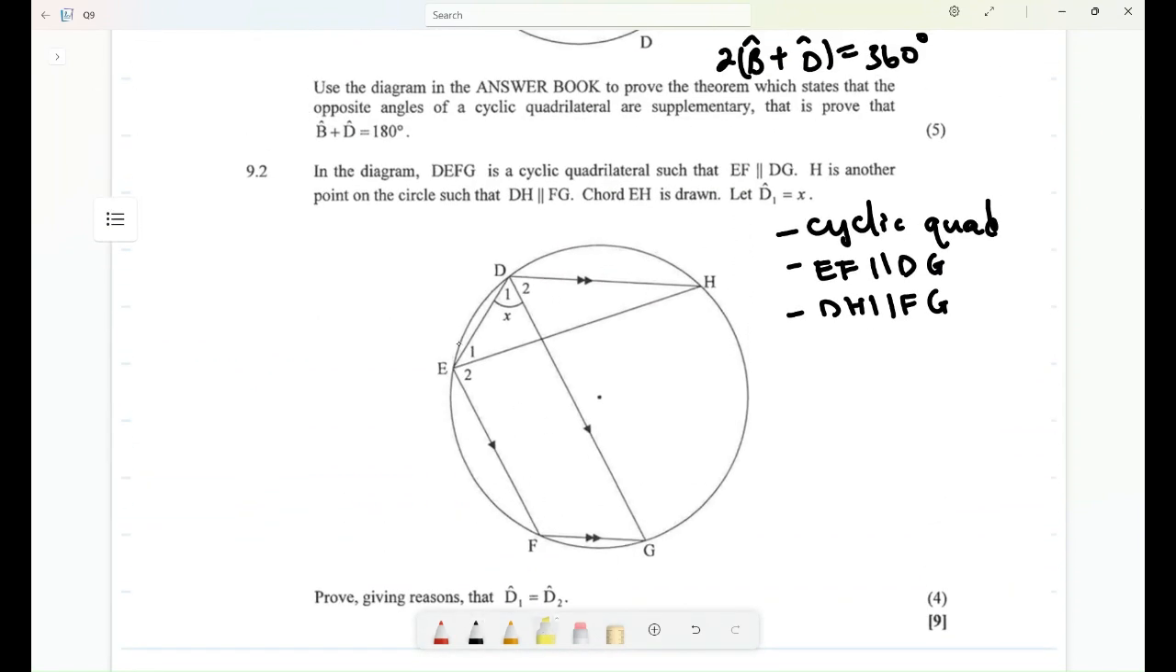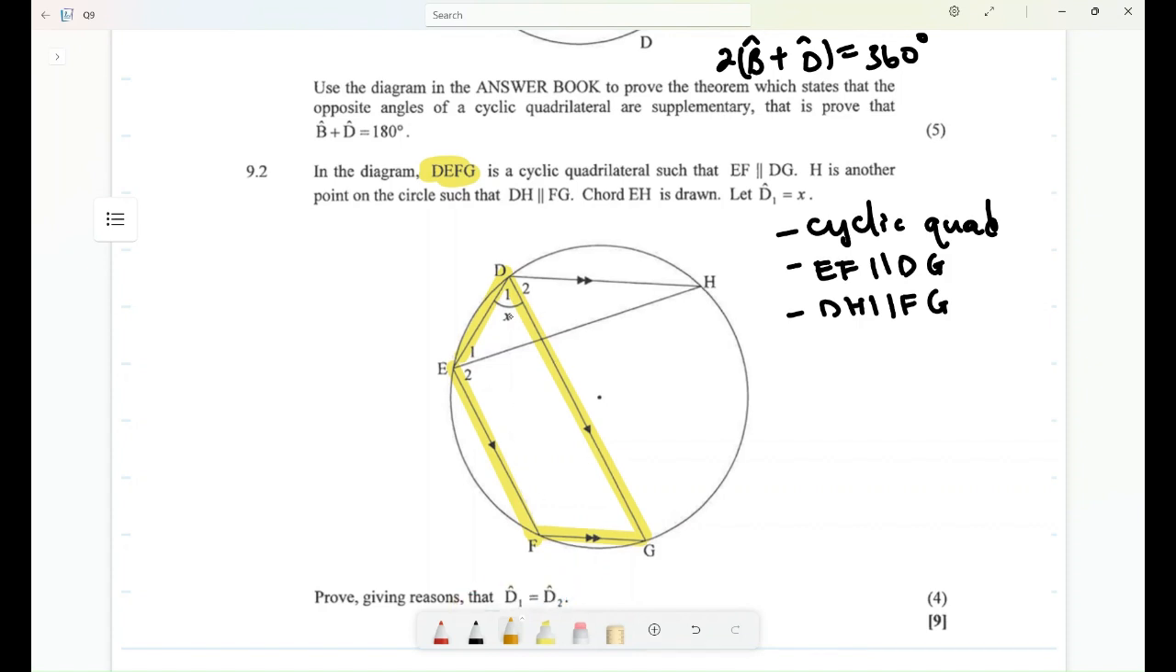Let me just come and do my DEFG. DE is like this, FG like that. Okay, that is a cyclic quad. Fine. Now I have parallel lines. Can you see that these lines are parallel? Let me see a property that can work. Let me see the question.